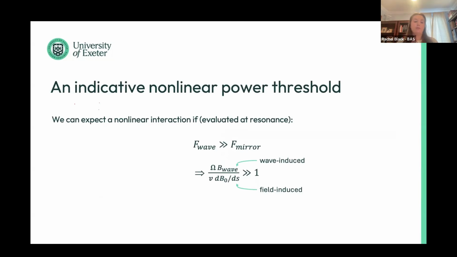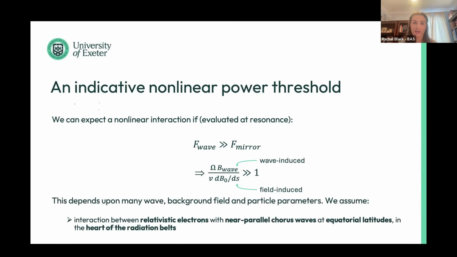Now, before we move on to investigating these wave spectra, let's define an indicative nonlinear power threshold. This is the power at which we expect a wave-particle interaction to become nonlinear. And this occurs when the force of the wave upon the particle at resonance is much larger than the background field mirror force upon the wave. We can use that to define this threshold to where we might expect to switch over from a quasi-linear friendly to a nonlinear interaction.